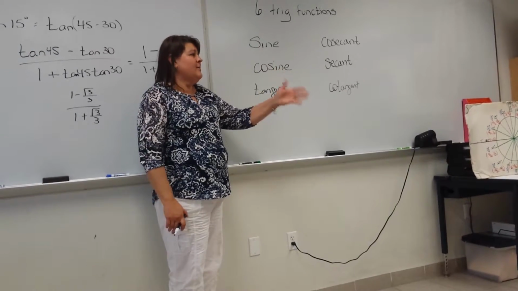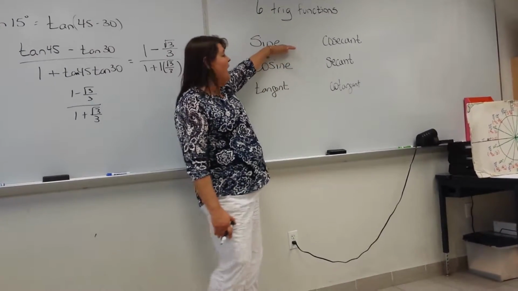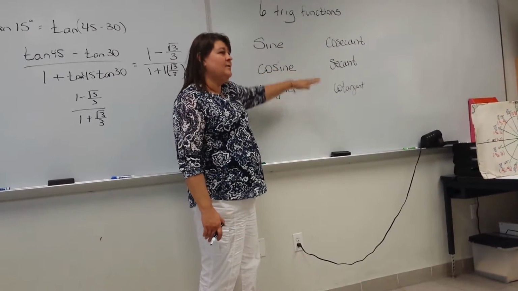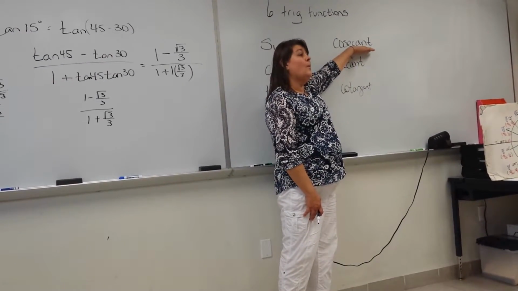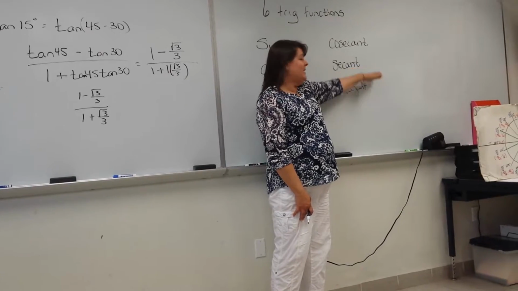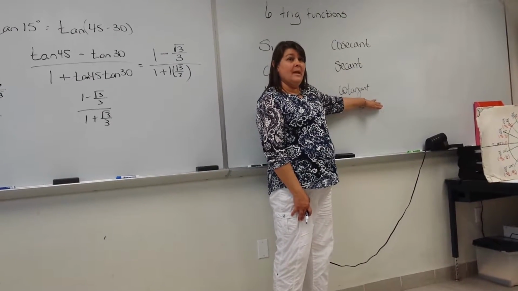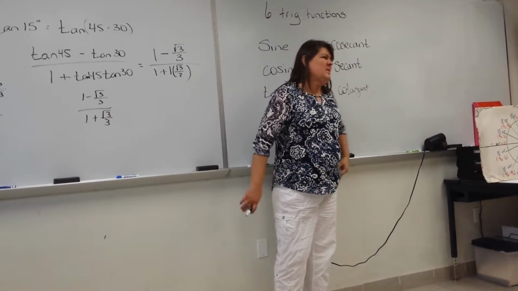Now, as far as we've been talking a little bit in the last day or two about what the letters represent on the unit circle, we know this is y. We know this is x. We know this is y over x. We know over here that this is going to be 1 over y, 1 over x, x over y. Okay? So keep that in mind. That's not what we're really utilizing today.